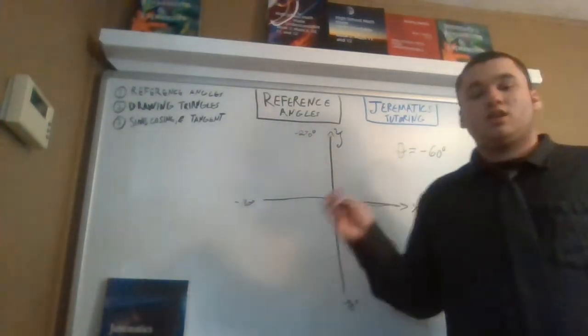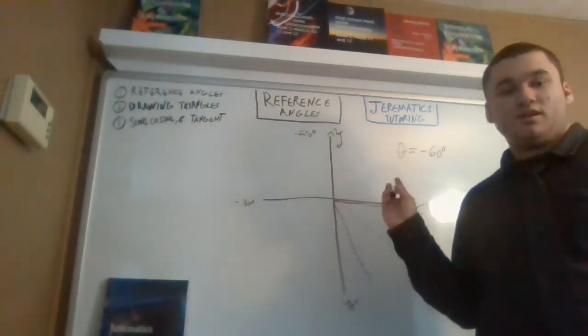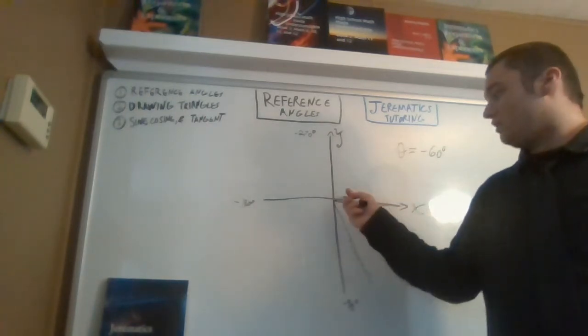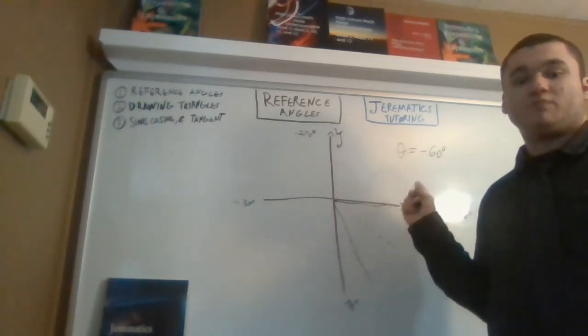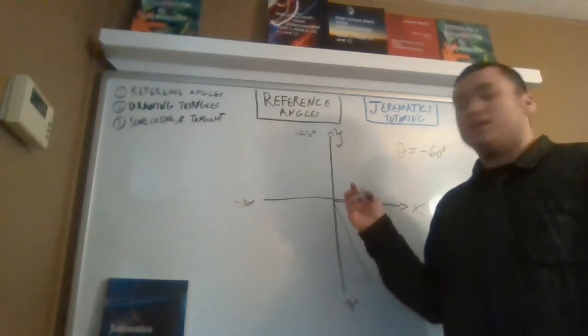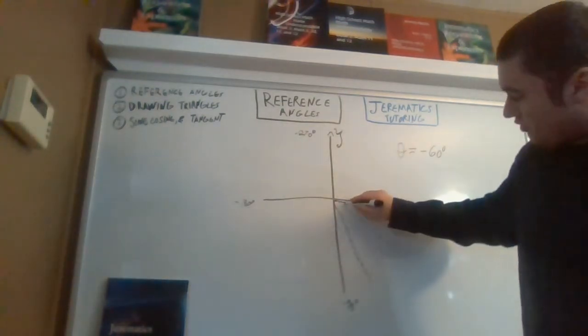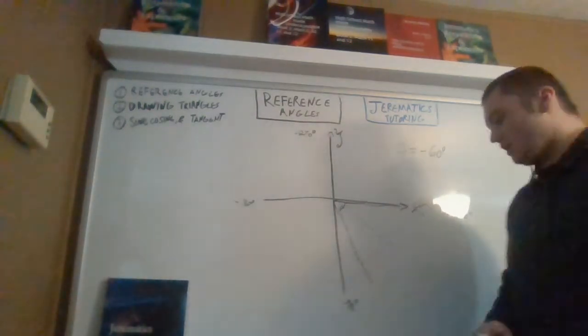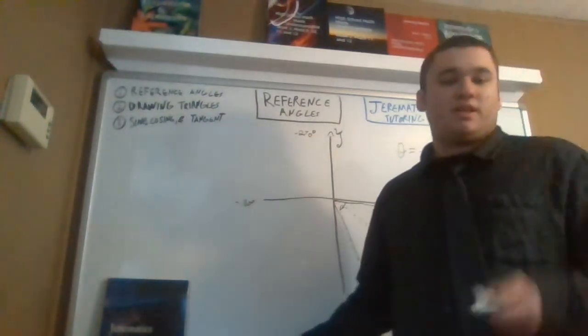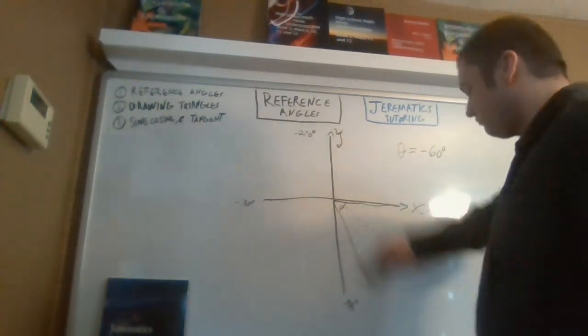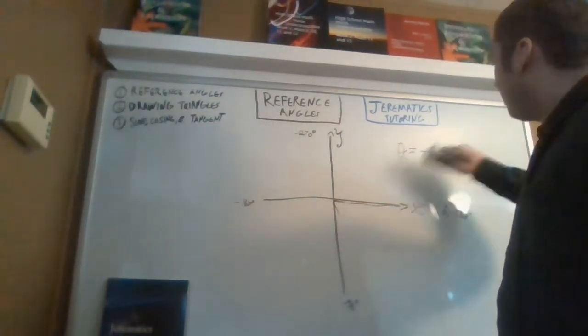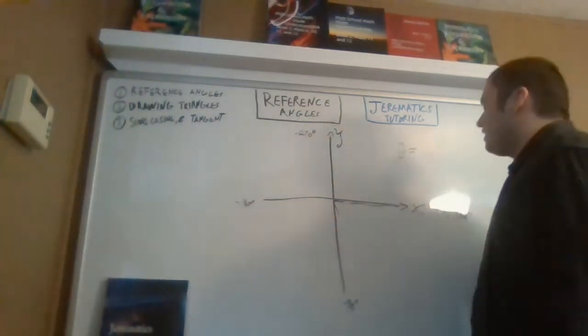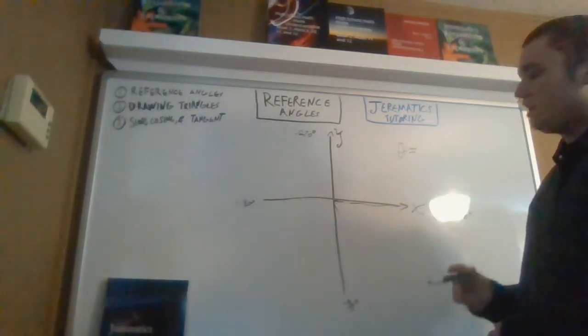And as you can see, the initial arm always stays on the x-axis, and even when your angle is negative, it still lies on the positive side of the x-axis. And then this would be negative 60 degrees. So as you can see, it's pretty much the same idea, except it's just the opposite direction. I'll show you another one. I'll show you negative 210.